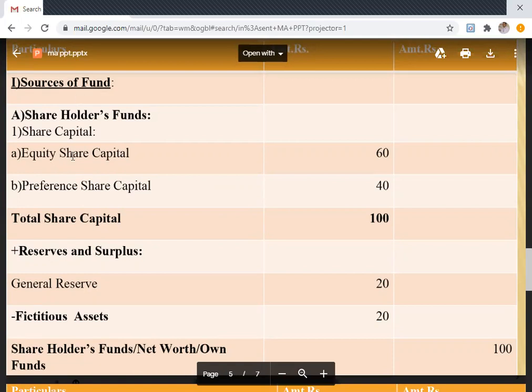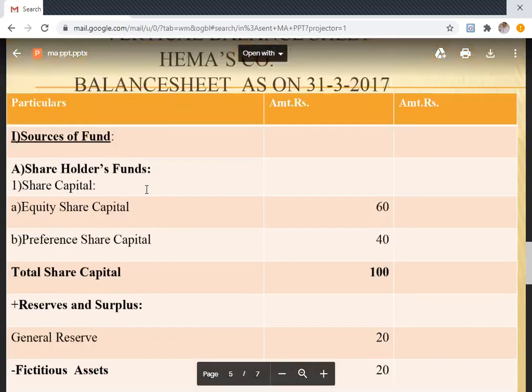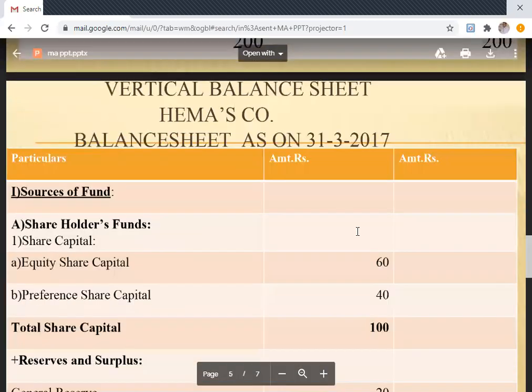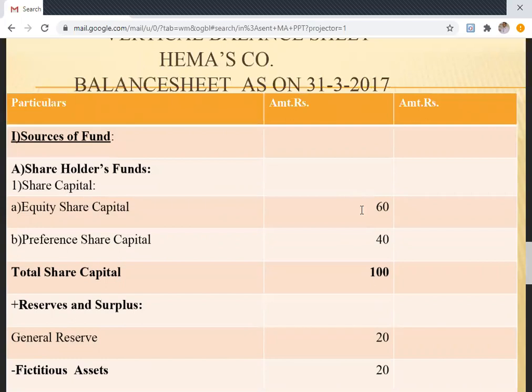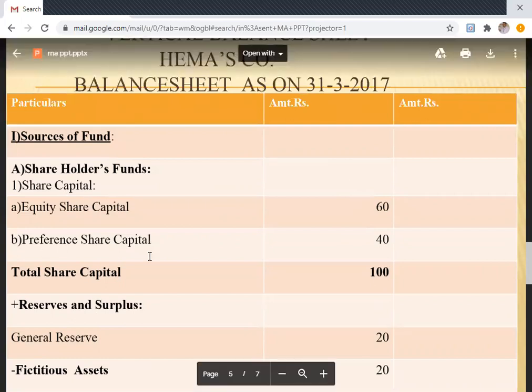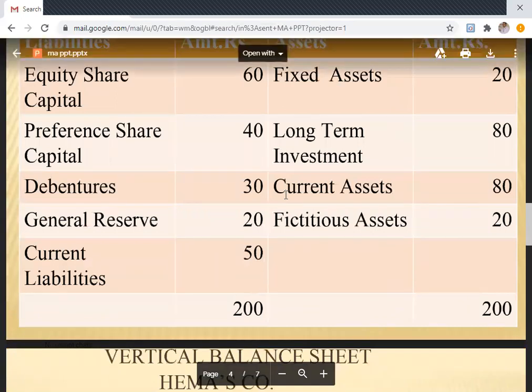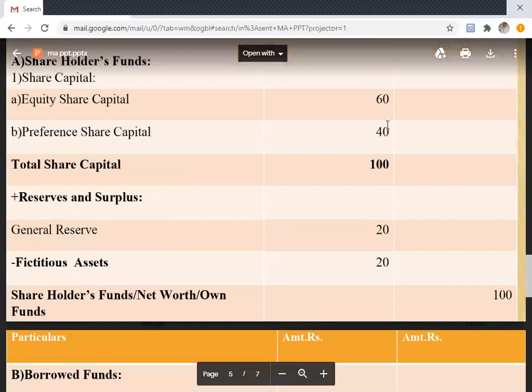In sources of funds, first is shareholders' fund, which is made up of share capital plus reserves and surplus minus fictitious assets. In share capital, first we write equity share capital, which is given on the liability side, that is 60. I will write that here in the inner column. The second item is preference share capital, also given on the liability side of your horizontal balance sheet, 40, which I have transferred to the inner column. If you total both, it will be total share capital 100.